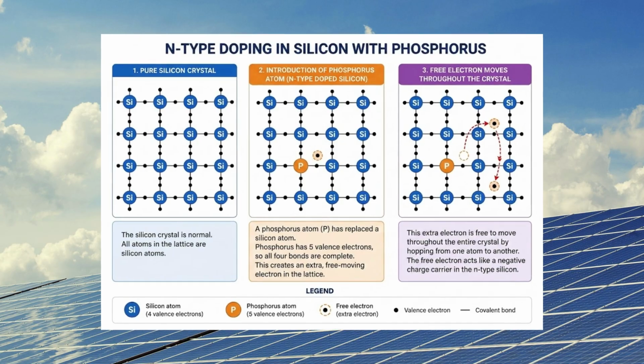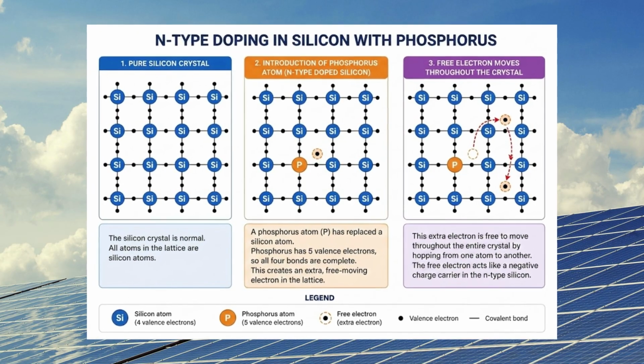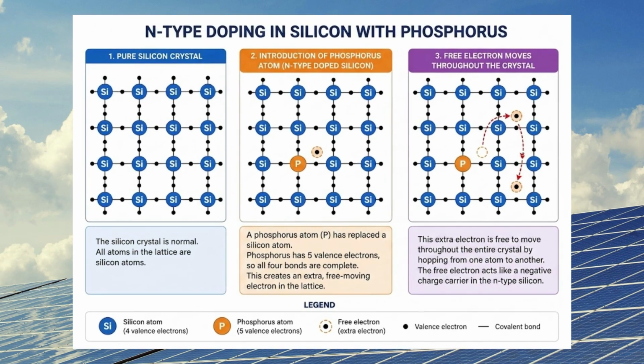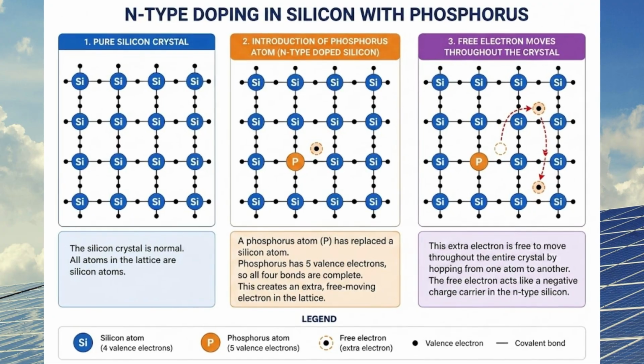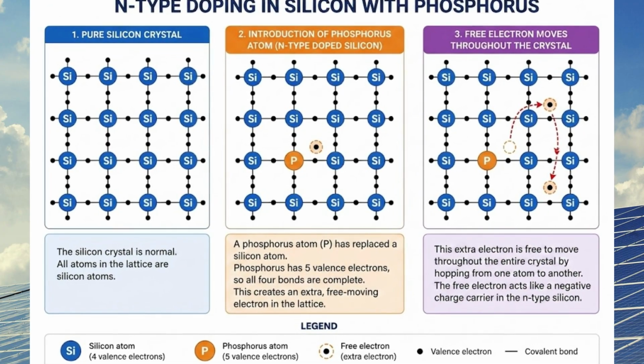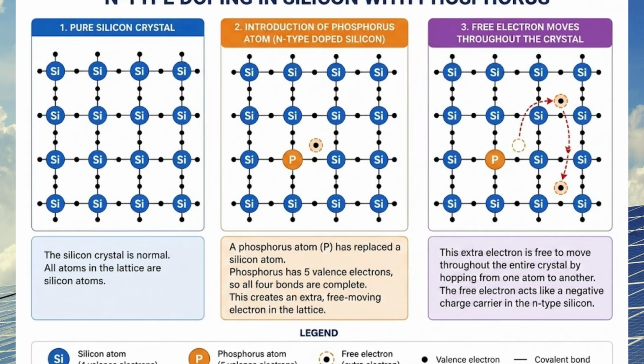The opposite is true for phosphorus atoms, which contain 5 valence electrons. So when phosphorus replaces silicon atoms inside the crystal lattice, 1 electron remains free and can move through the structure. This is called n-type doping.